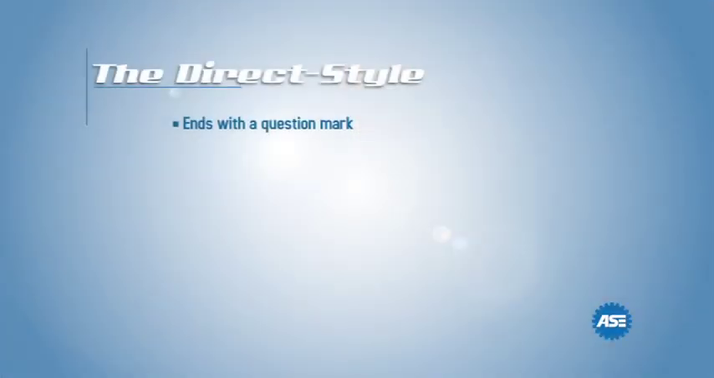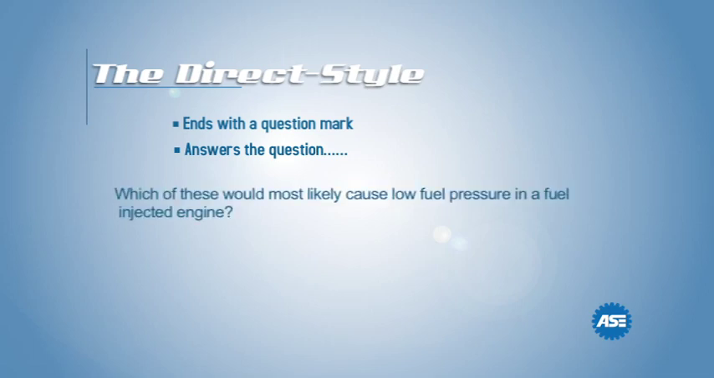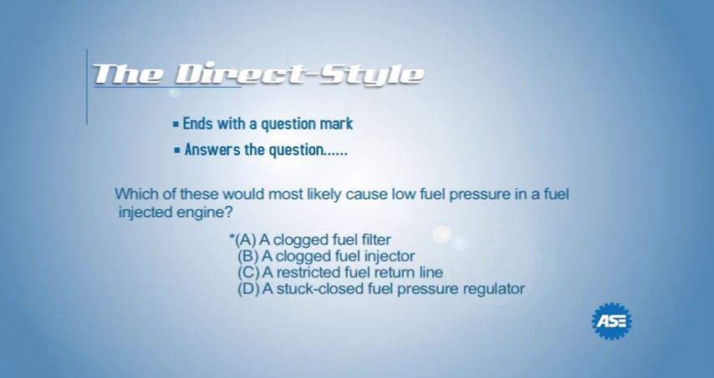The next style question is called the direct style. Very similar to the completion style, however, this ends in a question mark. Your answer option answers the question. And in this example, the question is asking, which of these would most likely cause low fuel pressure in a fuel-injected engine? And you're simply selecting from the 4 options provided.